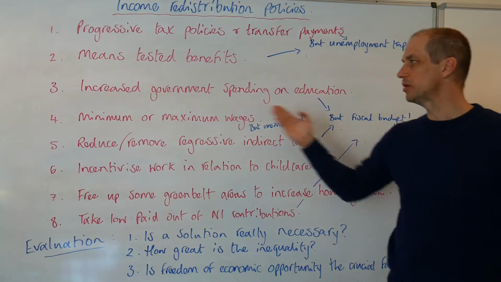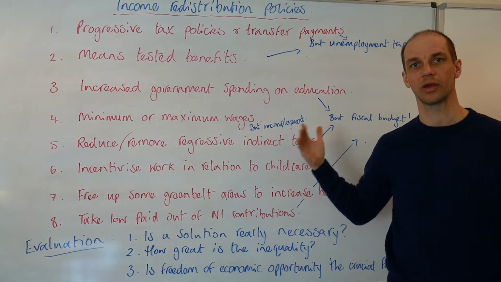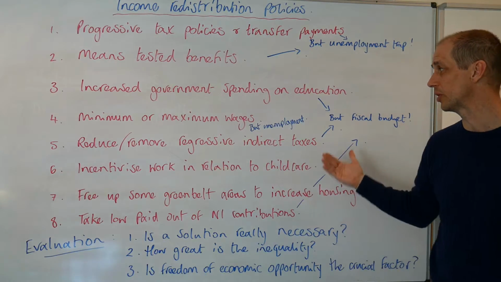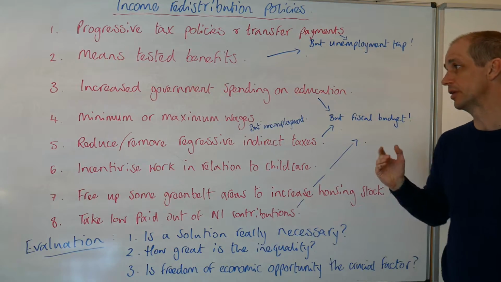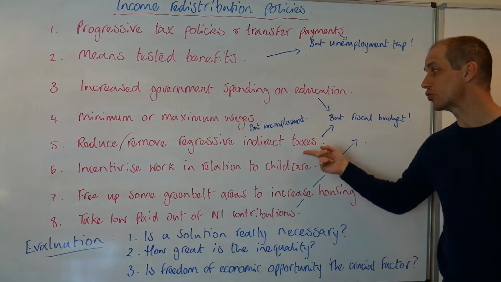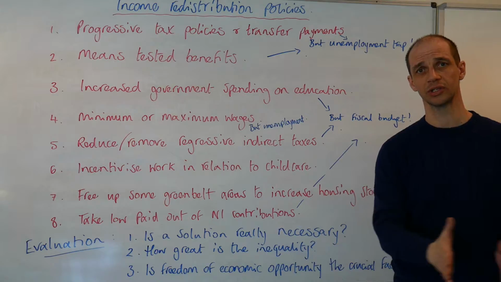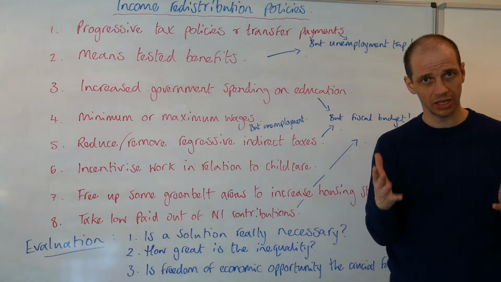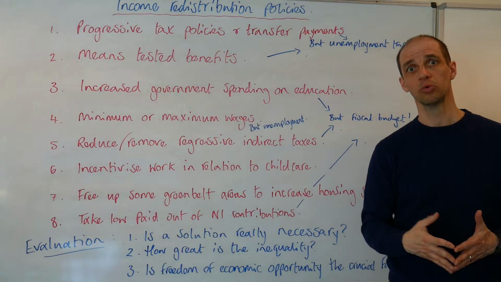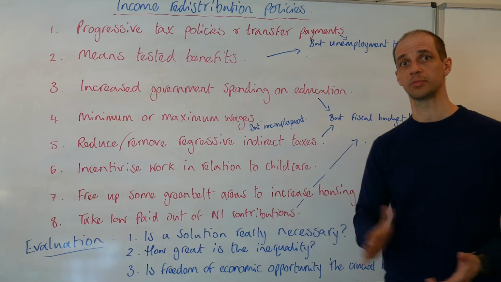Okay, then minimum or maximum wages. Okay, when it comes to minimum wages, how high is it going to be set above the equilibrium? Because of course that will have an impact on unemployment. Okay, so that is really significant. Then we've got the point about removing regressive indirect taxes. So VAT, for instance, people buying goods from poorer households are in effect spending more of their disposable income on value-added tax than those with higher disposable income.